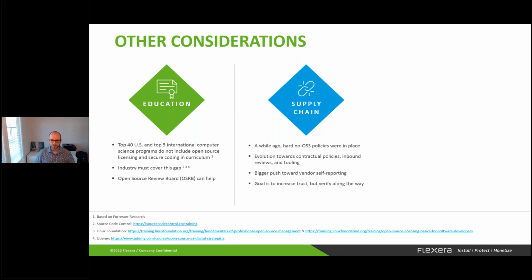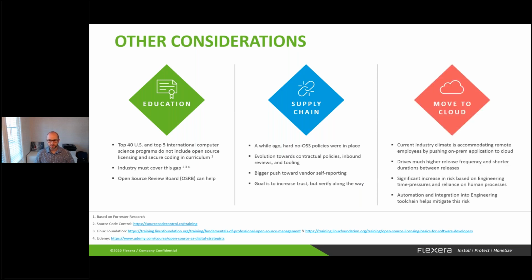So now there's an evolution towards contractual policies, inbound reviews, and tooling. And by tooling, I mean, I would like to pay you to build some code for me, and here is a tool you must use to certify your code before I will take it. All right, so we're seeing a lot of that being done. We're seeing a lot of push towards vendor self-reporting. And again, all of this is with the end goal to increase trust and transparency along the supply chain. Because again, remember that whatever you end up selling, you are liable for whatever others have done on your behalf. So the more controls and the more gates you can put in place along the way, the easier it will be for you to be able to manage the risk in your final application or product.